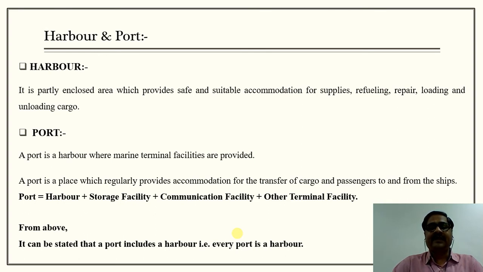These terminal facilities may include customs facilities, and immigration facilities if it is a passenger ship. A port is a place which regularly provides accommodation for the transfer of cargo and passengers to and from the ship. So naturally, port equals harbor plus storage facility plus communication facility plus other terminal facilities. From the above it is very clear that ports include harbors, that is, every port is a harbor.